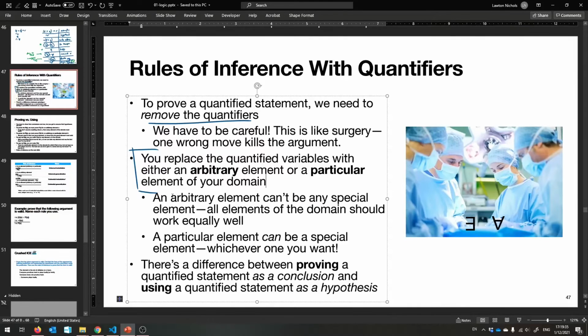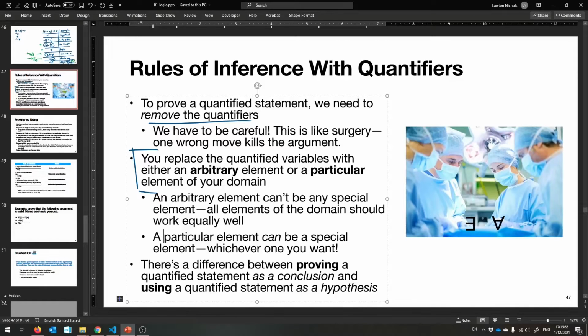And an arbitrary element has to be like arbitrary. It can't be wearing a certain shirt or anything like that. It has to be nothing special. Any element of the domain should be able to stand for this one arbitrary element. And I'll give an example of that, of course. That might seem very vague and weird.